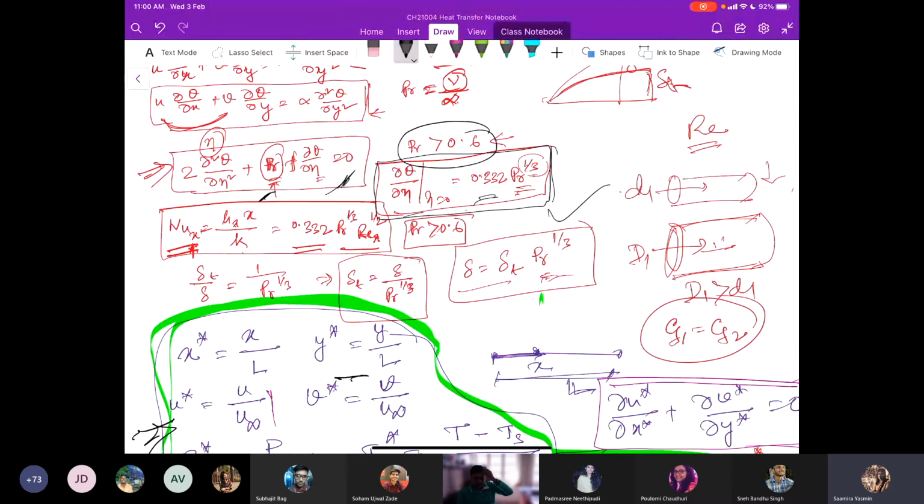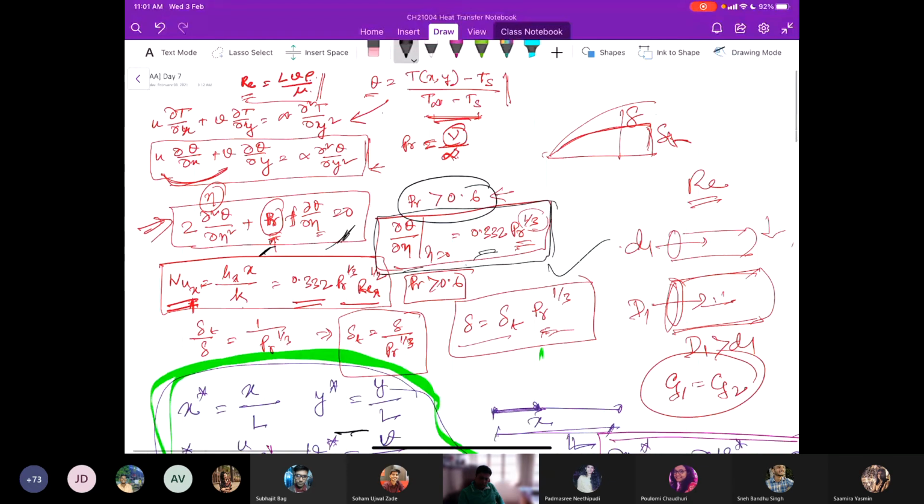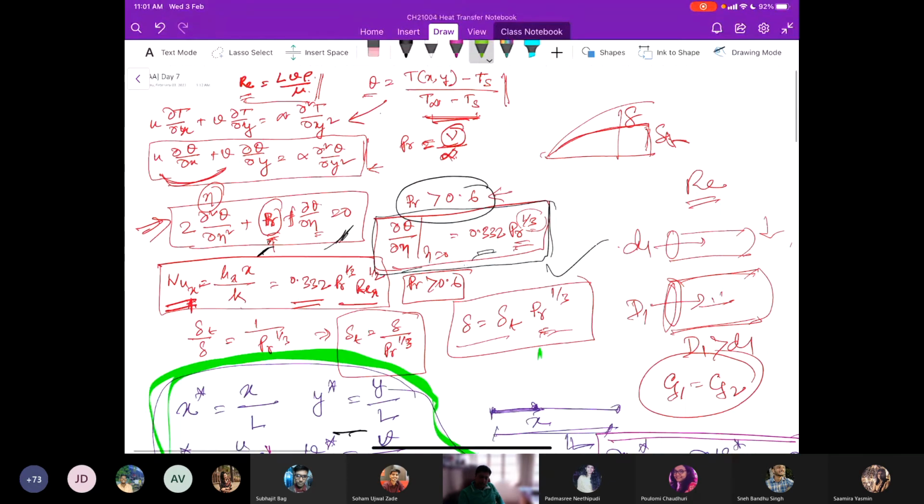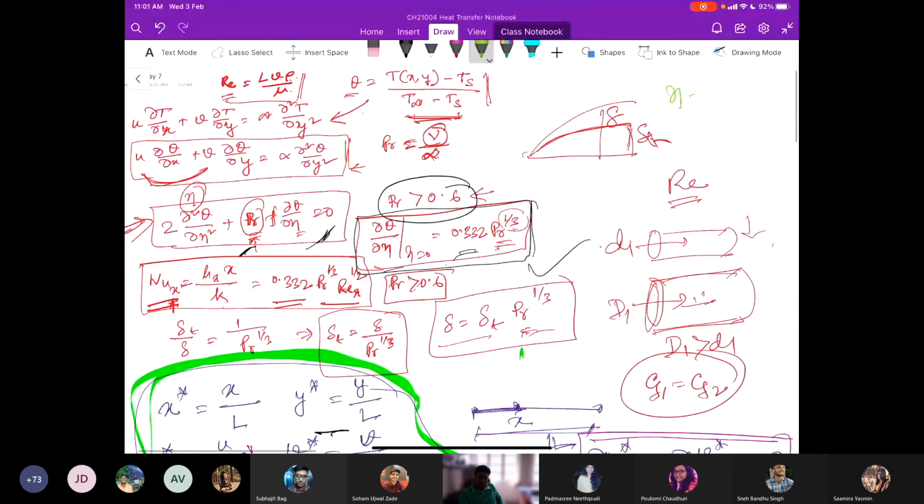What is eta standing for? For the detailed solution, you can look into the textbook. The eta is also a non-dimensional parameter. Okay, sir. So eta basically has this form. Let me write it since you are interested. So eta is basically y times the root over of this kind of mu x.